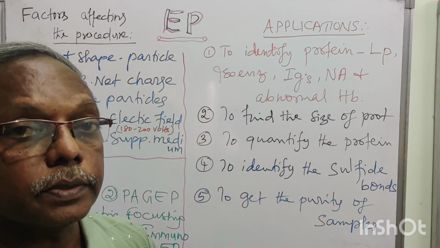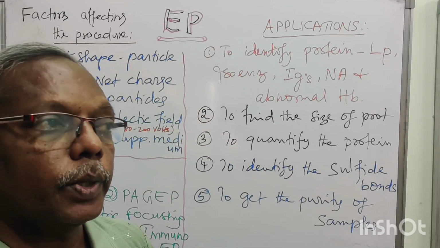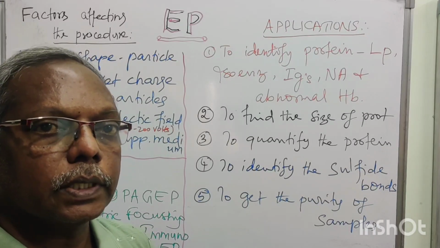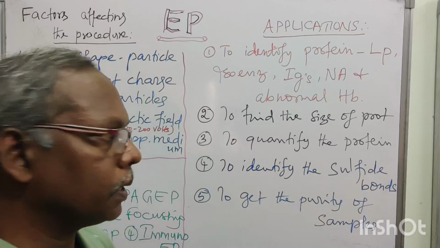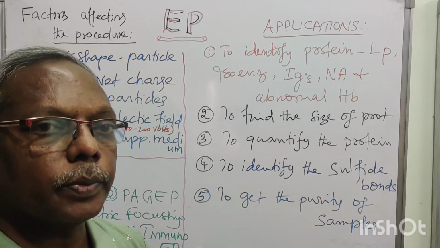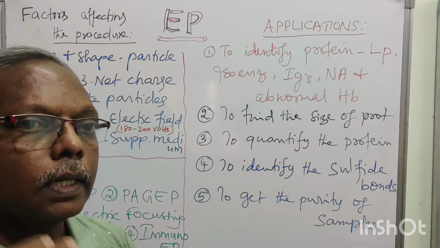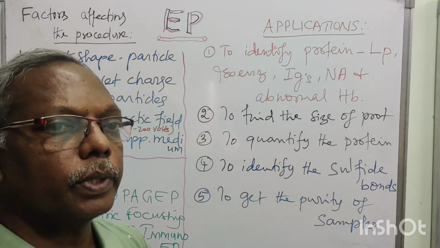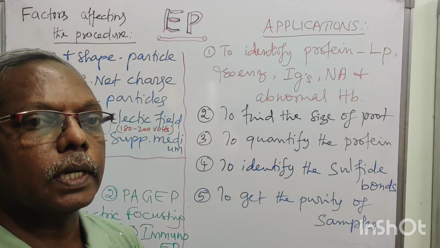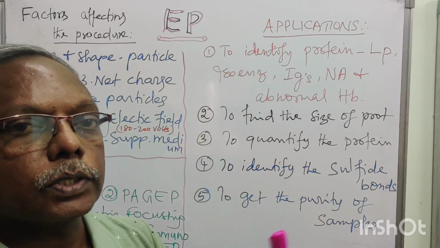Next one is the electric field, which is very, very important, that is 180 to 200 volts. If you have any situation like a breakdown or power cut, definitely the electrophoretic procedure will get affected. The last one is properties of the supporting media. We have so many supporting media, like paper electrophoresis, agar electrophoresis, gel electrophoresis. If there is any problem with the property or quality of the supporting media, this will also affect the electrophoretic procedure, right? So these are all the factors affecting the electrophoresis procedure.